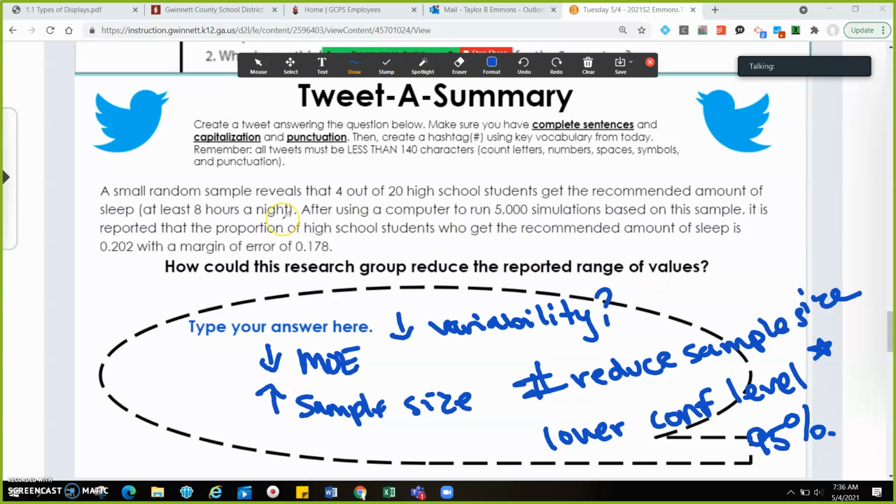Okay? So basically, the big takeaway is the different ways that you can reduce your margin of error, which is really increasing your sample size, knowing more about your population because you're pulling more people. Okay?